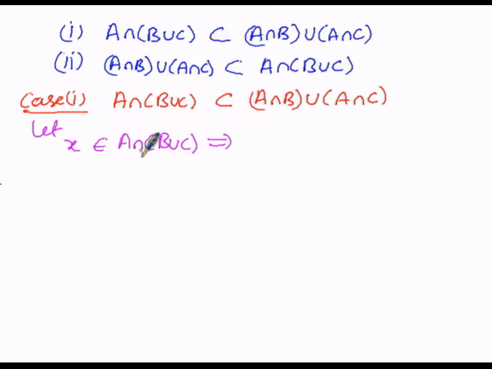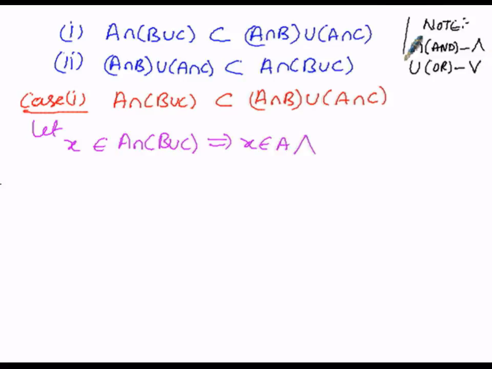X belongs to A intersection of B union C, therefore X belongs first of all to A. Here intersection indicates AND, so we can denote it by means of the inverted V symbol. Union is nothing but OR, so we can denote it by means of the V. By utilizing these symbols, I am going to write the next logical step: X belongs to A, AND written as inverted V, and X also belongs to the second set, that is X belongs to the bracket B union C.